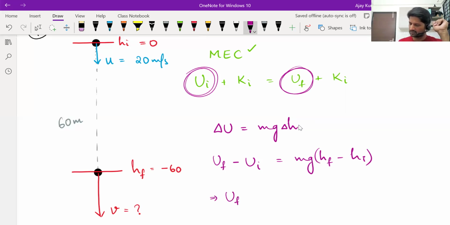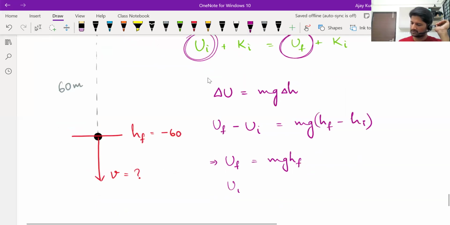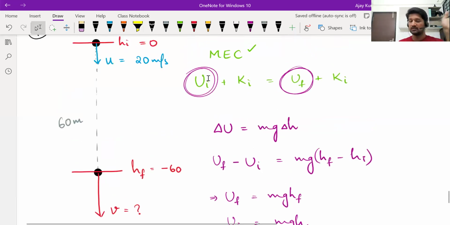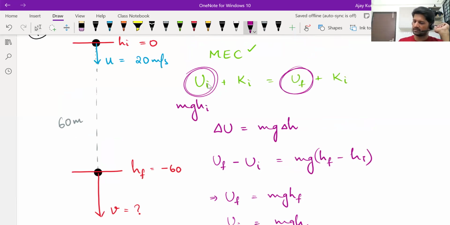You can take final potential energy as mg into final height and initial potential energy as mg into initial height. Okay, and that is how we are going to substitute in the mechanical energy conservation equation. So initial potential energy will be written mg into initial height. Final gravitational potential energy will be written mg into final height. Is this clear to all of you? So remember, the formula for gravitational potential energy is mgh only once you assign the heights.